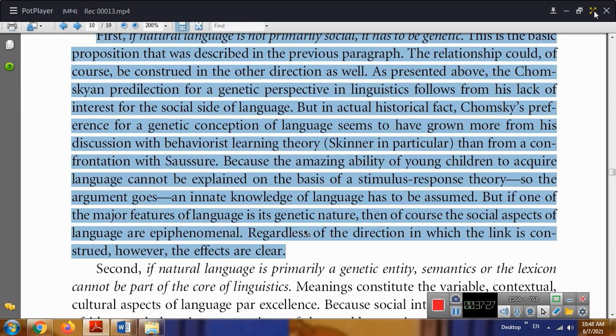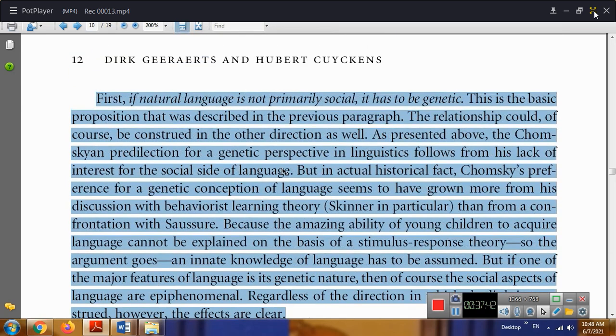But if one of the major features of language is its genetic nature, then of course the social aspects of language are epiphenomenal, regardless of the direction in which the link is constructed. However, the effects are clear. This is important, and it explains the natural language, one part of which is genetic, and here we explain this concept.